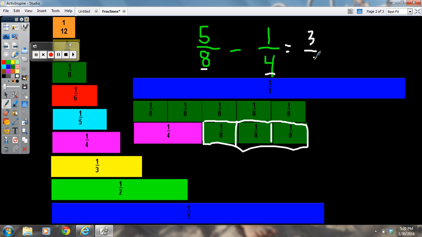So that's how we use our fraction pieces to show sums or differences between fractions with unlike denominators.